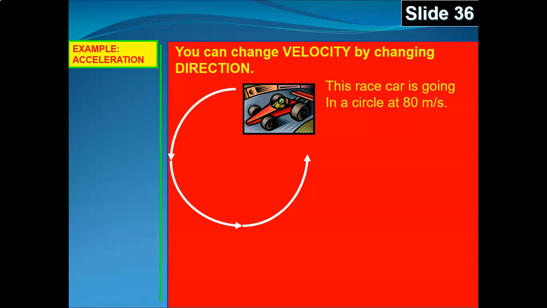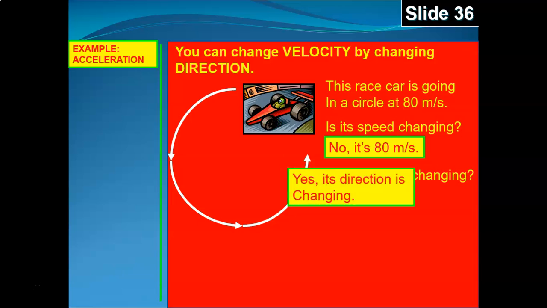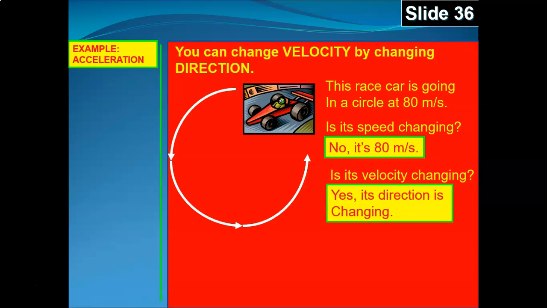So this race car is going in a circle at 80 meters per second. Is its speed changing? No. It's 80 meters per second. All we care about is how fast, is the number. Is its velocity changing? The answer is yes. Its direction is changing. Therefore, its velocity is changing.